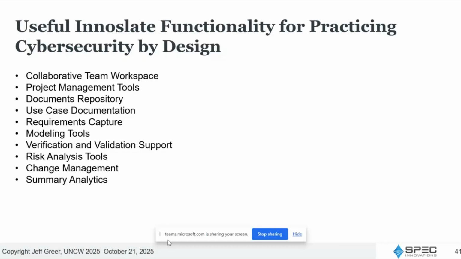And then one of the first steps in setting up a project is your requirements capture. So you need to be able to get those documented, because that's what you'll need when you get to verification and validation. And then modeling tools, right? We're going to talk a lot about modeling today, the different types of models that you can create to help with your solution design. And then there's features in there for verification and validation support, which are really important.